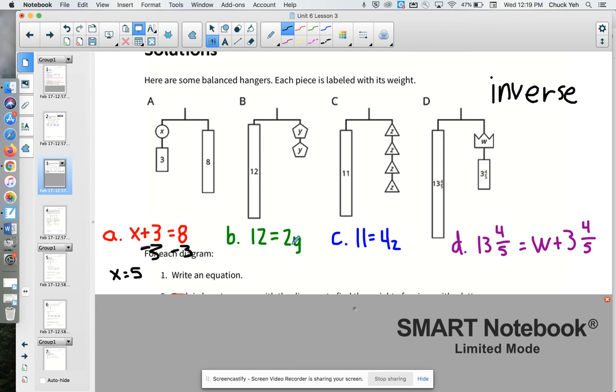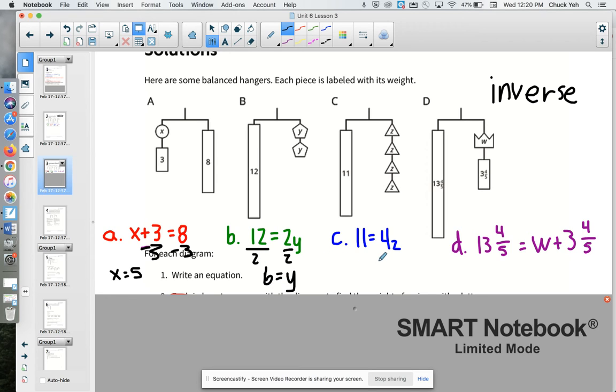If we have 2y here, that's multiplication. The inverse operation of multiplication, the opposite of multiplication is division. So we divide each side by 2. What's 12 divided by 2? 6. So 6 equals y. And why do we do that? Because 2 divided by 2 is 1. Now y is isolated by itself, and it's 6.